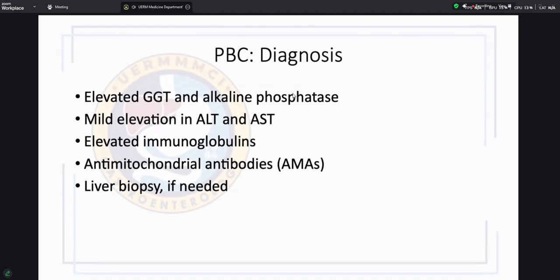Laboratory findings in PBC would show elevation in GGT and alkaline phosphatase, and only mild elevation in ALT and AST. So this elevation in ALK-PHOS plus mild elevation in ALT-AST signify cholestatic liver disease. Immunoglobulins, particularly IgM, are typically increased, and anti-mitochondrial antibodies, or AMAs, are present in 95% of patients with PBC. So that leaves around just 5% of patients who may have a negative AMA but actually have PBC. And this is where liver biopsy would be most helpful. If there's already portal hypertension and hypersplenism, we can also see thrombocytopenia, leukopenia, and anemia.